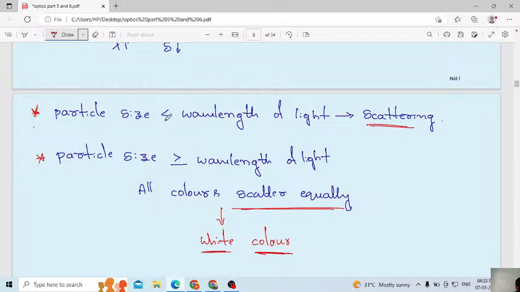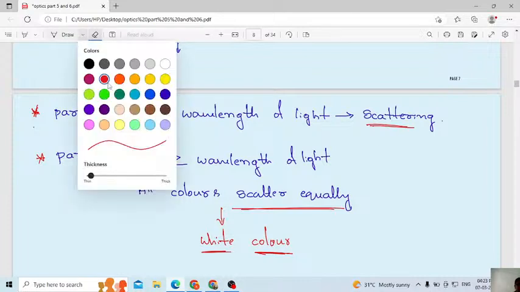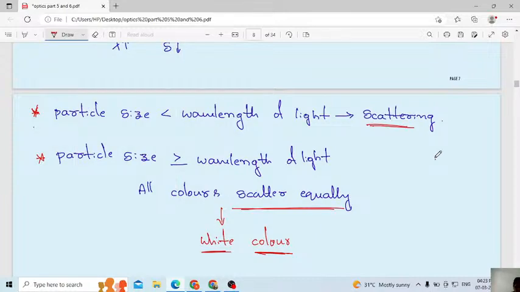Here, if the particle size is less than the wavelength of light, then scattering takes place. Second, if the particle size is more than or equal to the wavelength of light, then there is no scattering. There is no scattering here, but here you will not observe any scattering because all the 7 colors will be equally scattered. You will get a white color here. When particle size is more than or equal to the wavelength of light, that is a very important concept you have to remember.